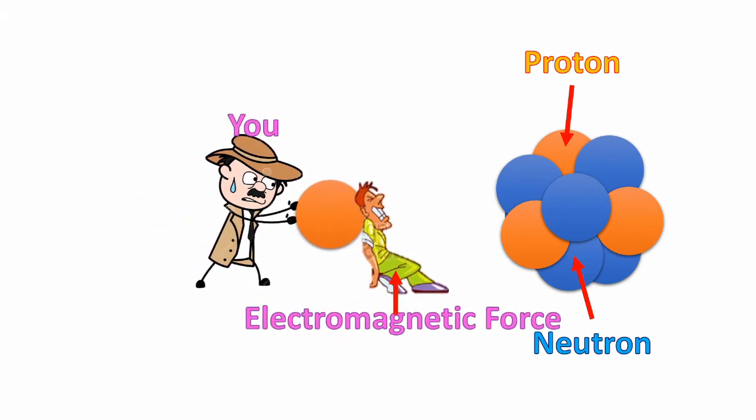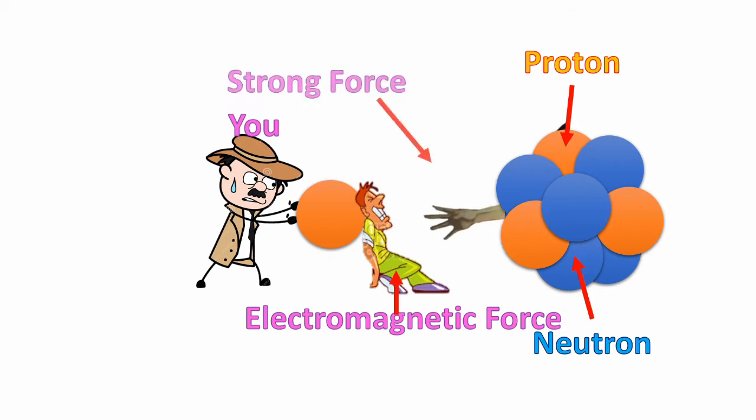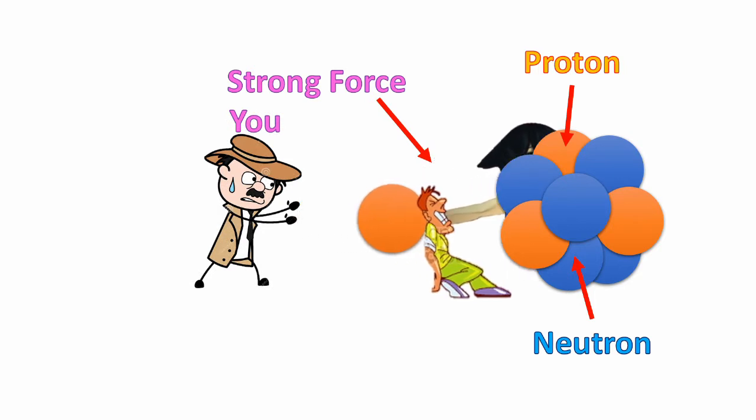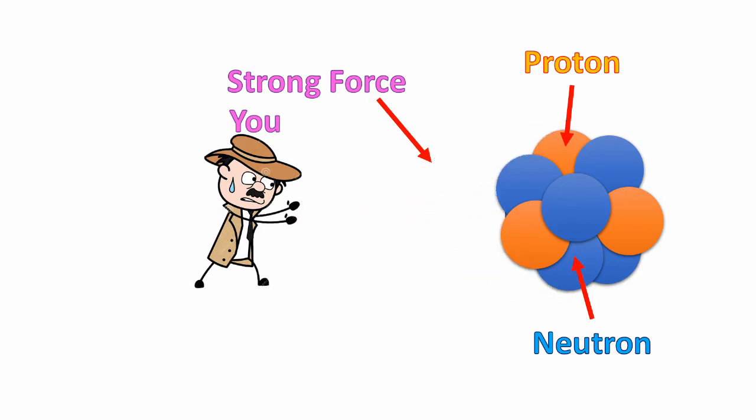But if you wasted your own energy and managed to do enough work against the electrostatic force to get the proton close to the nucleus, then at a certain distance, a force called the strong force will reach out and grab this proton. This strong force is the force that binds all the protons and neutrons together in the nucleus. You see, it can only act at very short distances, but it's much stronger than the electromagnetic force.